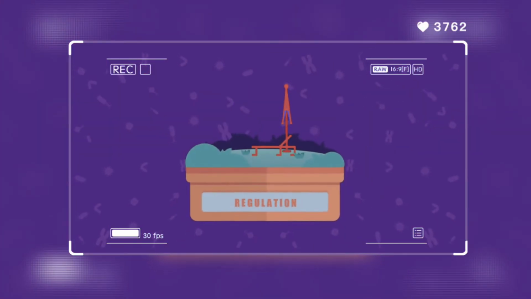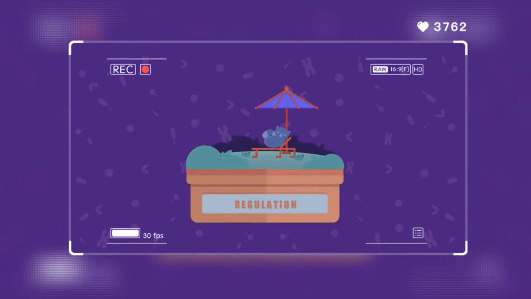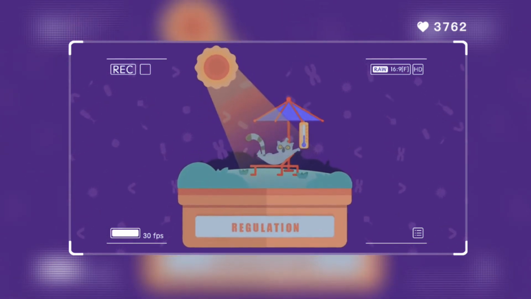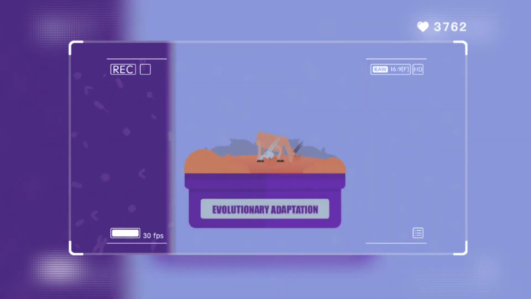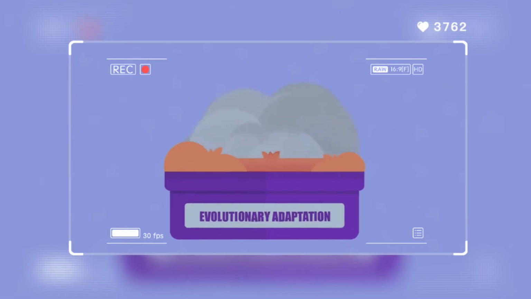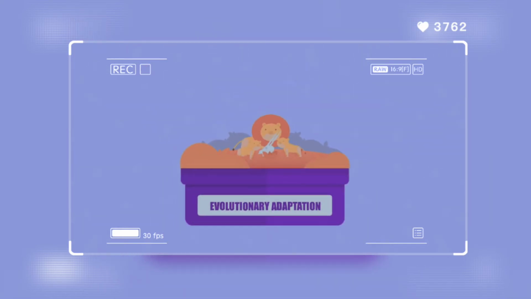6. Regulation. Many types of mechanisms regulate an organism's internal environment, keeping it within limits that sustain life. This is also called homeostasis. A lemur sunbathes to help raise the animal's body temperature on cold mornings. 7. Evolutionary adaptation. Lions use camouflage to blend in with the savannah so they can easily hunt down an animal. Such adaptations evolve over many generations.